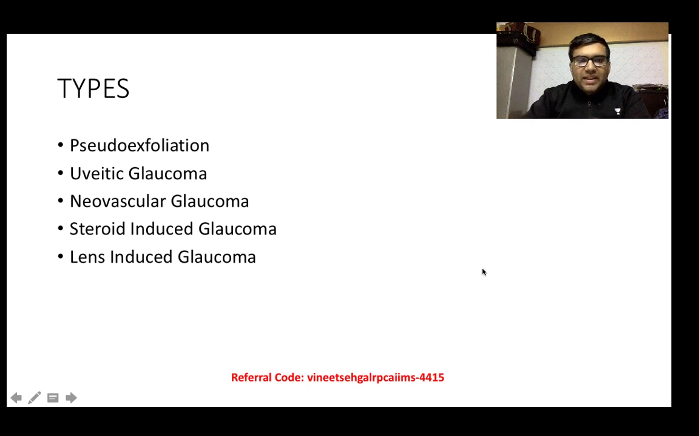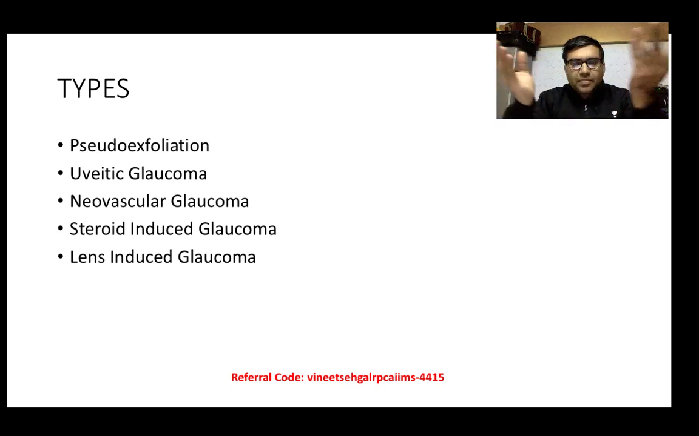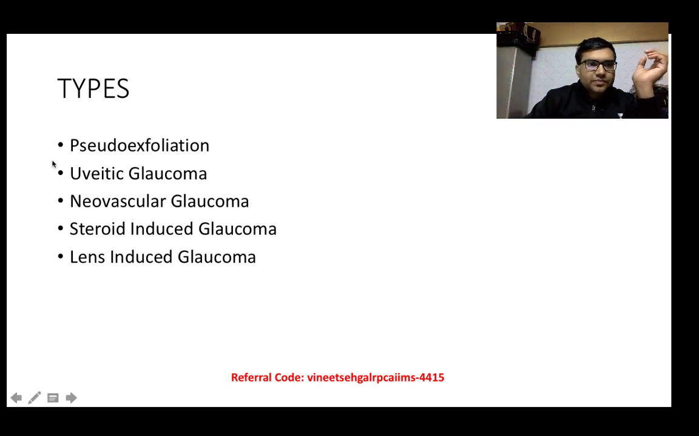So we would be starting with the secondary glaucomas. Either these are primary glaucomas like primary open angle glaucoma, primary angle closure glaucoma, or there are secondary glaucomas. Secondary glaucoma means that the main pathology lies somewhere else in the ocular system, and this basically gives rise to the glaucoma. So what are the different types of glaucoma? These can be pseudoexfoliation, uveitic glaucoma, neovascular glaucoma, steroid induced glaucoma, or lens induced glaucoma. There are many types of secondary glaucomas, but out of them these ones are important for your exams.